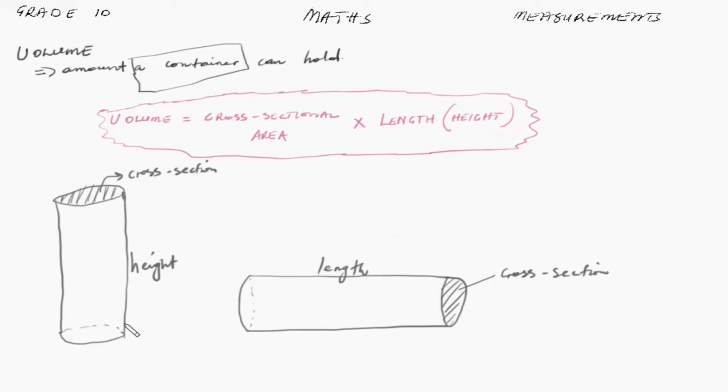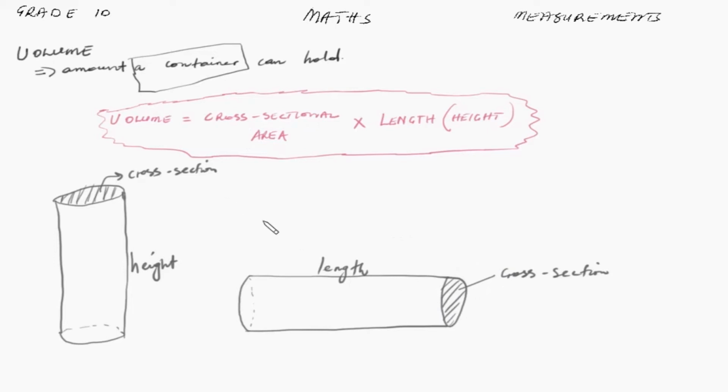Meaning that the height is vertical to the horizontal plane, the length is parallel to the horizontal plane. That is very important. So we need to be able to identify this cross section. When we talk of the cross sectional area, the area of this cross section is going to be the area of a circle, because the cross section is a circle.